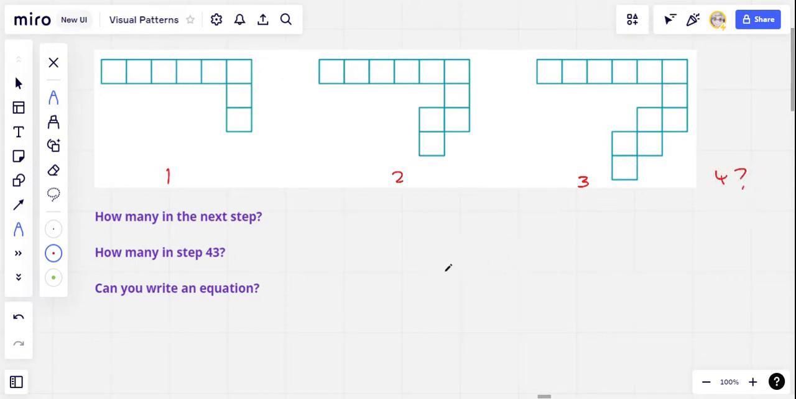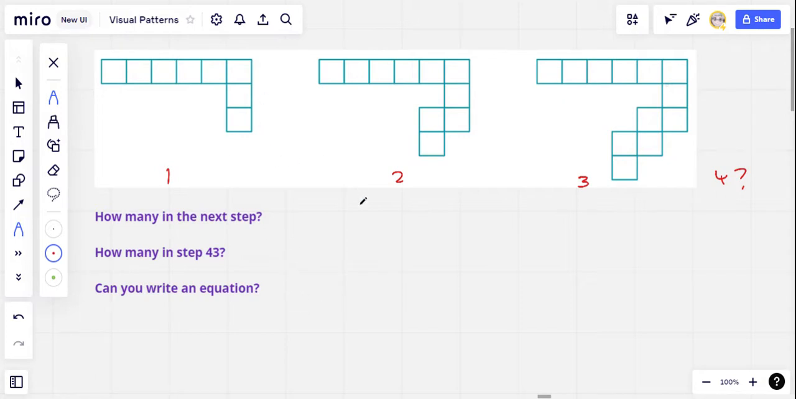The next part, a little more difficult, would be to predict how many of those squares in step 43 of this pattern if you continued it on. And can you write an equation that you could use to predict the number of boxes in any step of this pattern at all? So that's the challenge. If you'd like to accept it, pause the video and try it out.